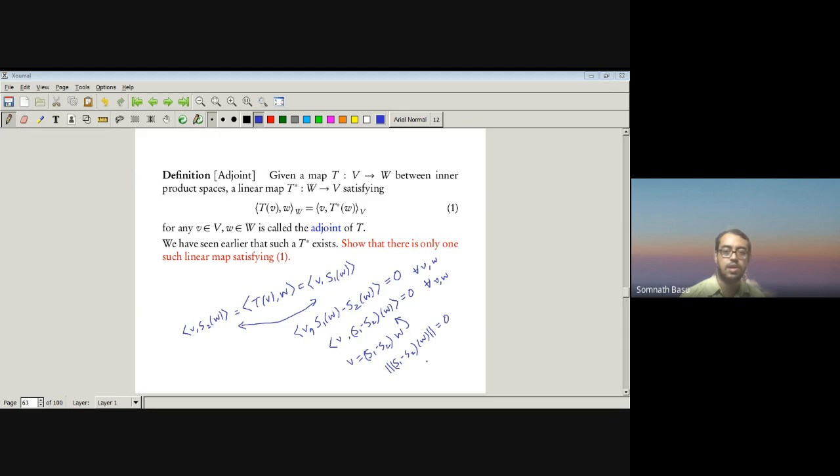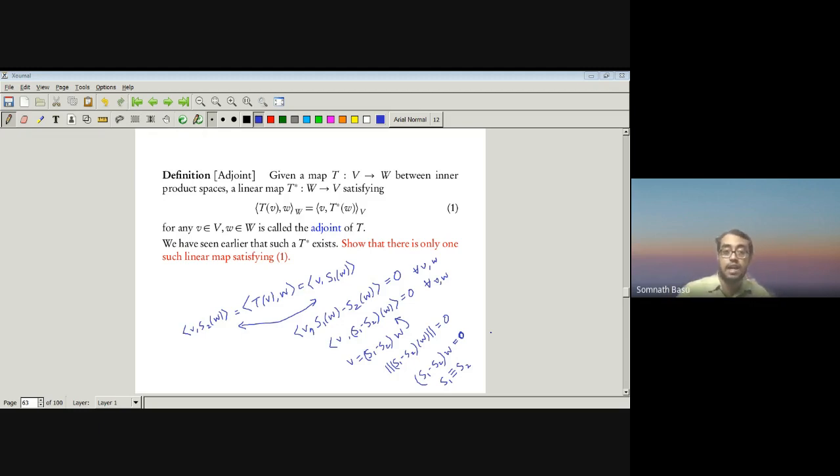This implies S1 minus S2 is the 0 vector, but this implies S1 is identically equal to S2, right? That's why I actually did the exercise for you. The same positivity trick. So there is only one such map satisfying one. So that is even easier.